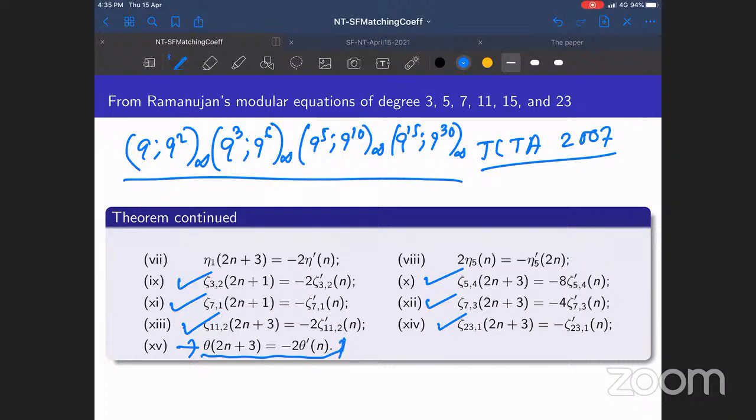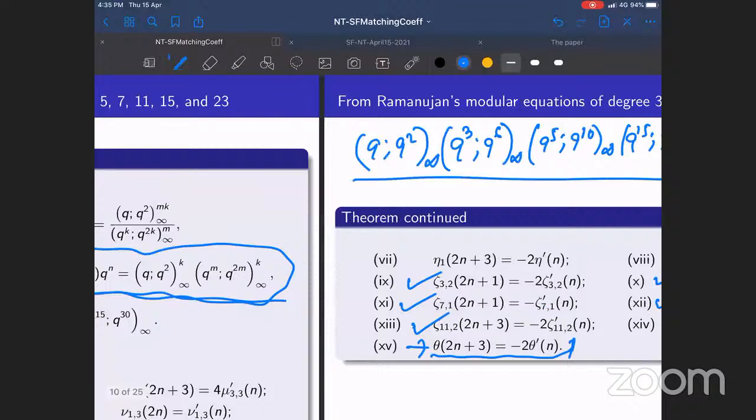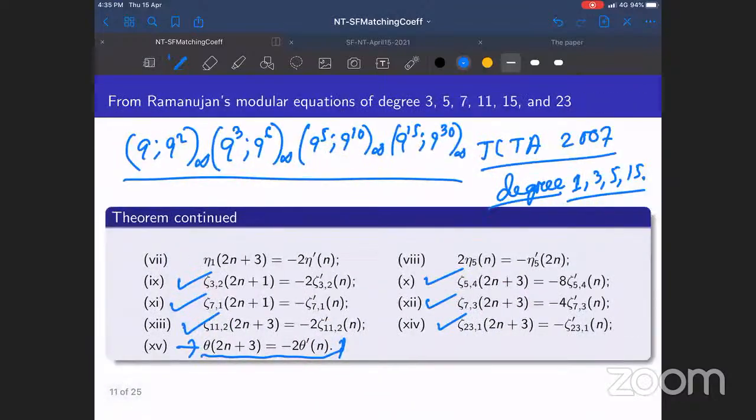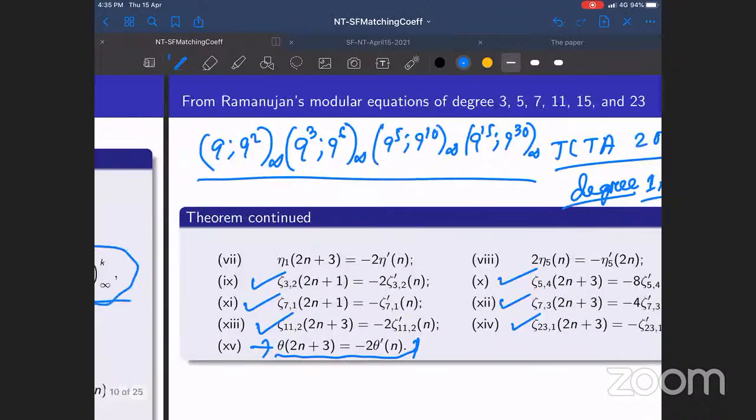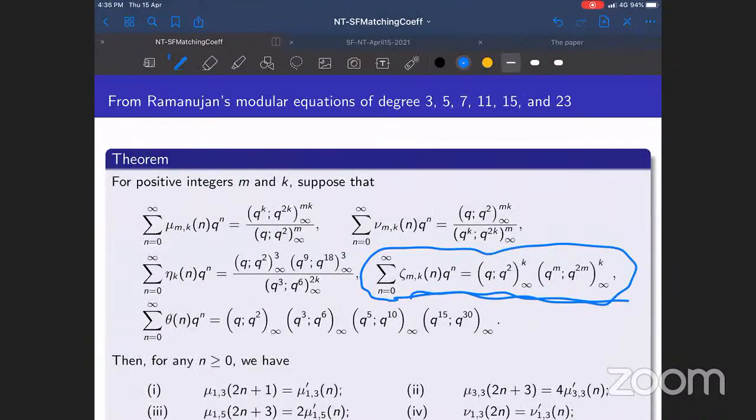And that is coming from a modular equation of mixed degree, 1, 3, 5, 15 of Ramanujan, Russell, or this is only found by Ramanujan. Okay. So this is one category that we have found results for matching coefficients. And in fact, there are more. There are more modular equations of Ramanujan which are not of those types, but still we can get some results. For example, from a degree 3 and 5 of this type, we can get another result.